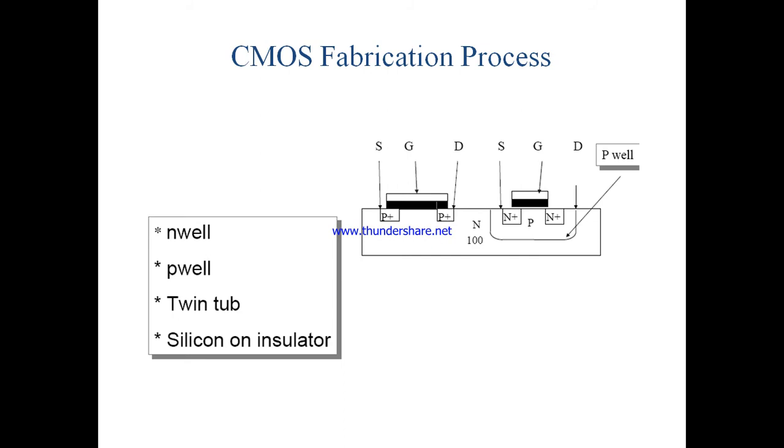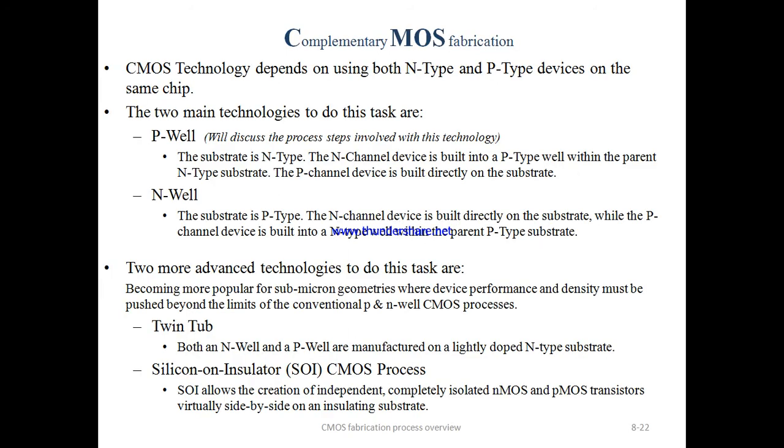Next fabrication process is the CMOS fabrication process. In this, CMOS fabrications are of 4 types: N-well, P-well, twin tub, silicon on insulator. CMOS means complementary metal oxide semiconductor device. CMOS technology depends on using both N-type and P-type devices on the same chip. The two main technologies to do this task are P-well and N-well.